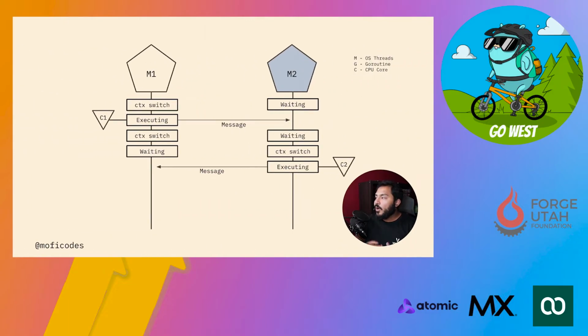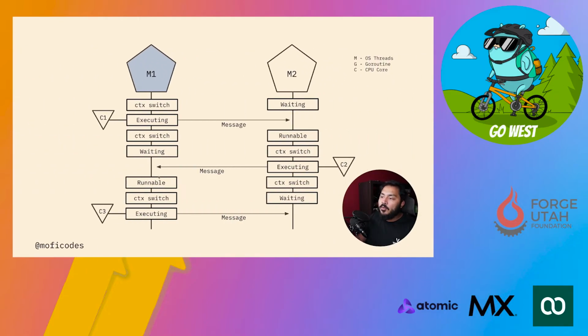So M2 was waiting, and once it gets the message, it context switches. It's now in the executing state, and let's say we schedule that onto core C2. At some point after execution is done, we send a message back to M1. M1 was waiting, it becomes runnable once it gets the message, it context switches, it executes, and now we schedule that onto core C3, and you go back and forth.